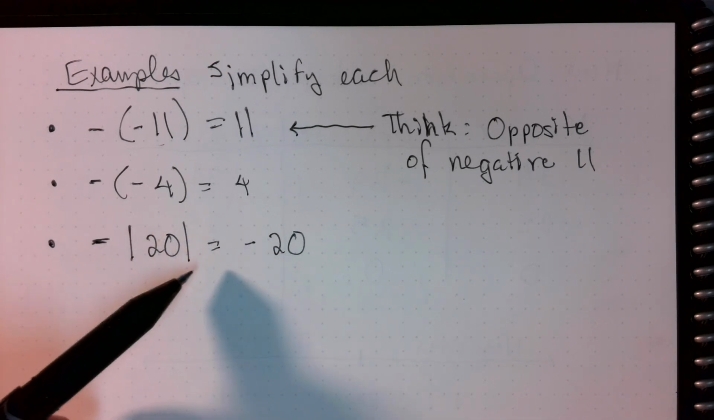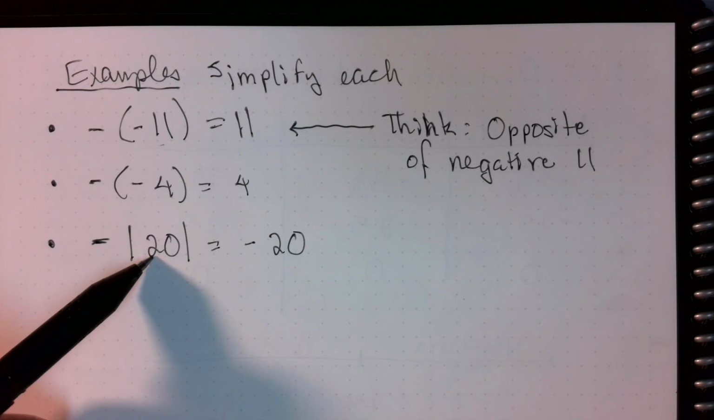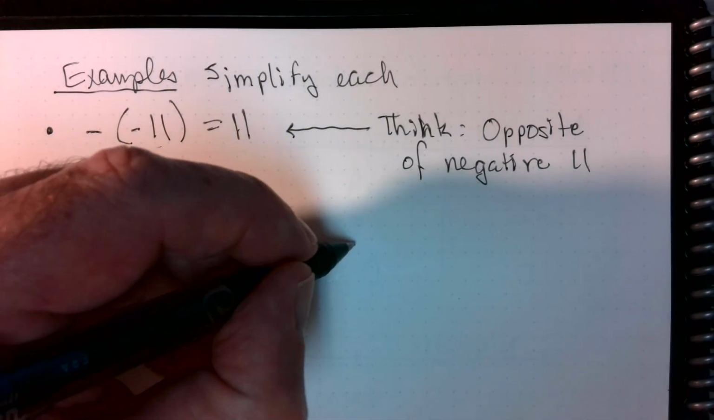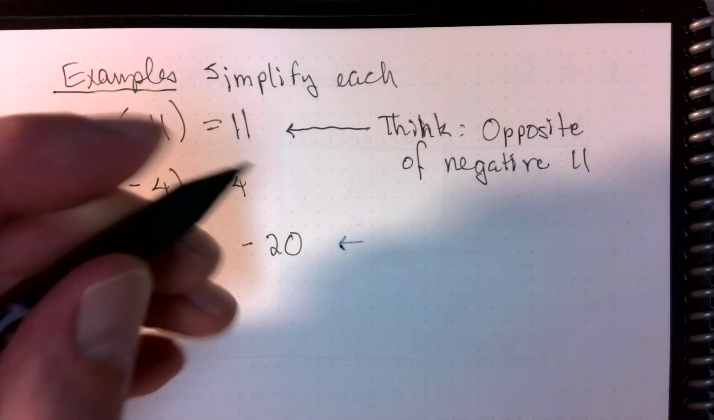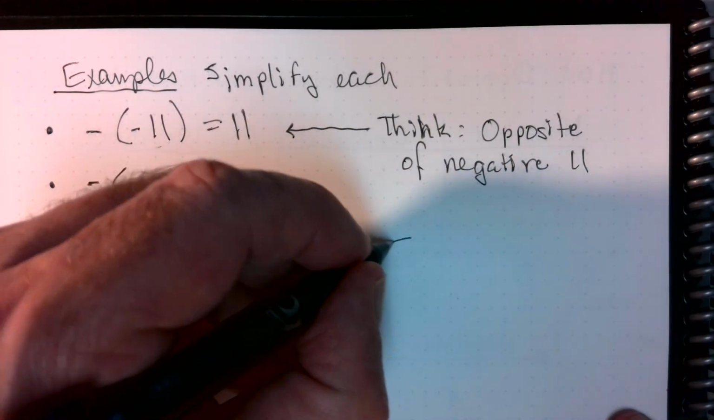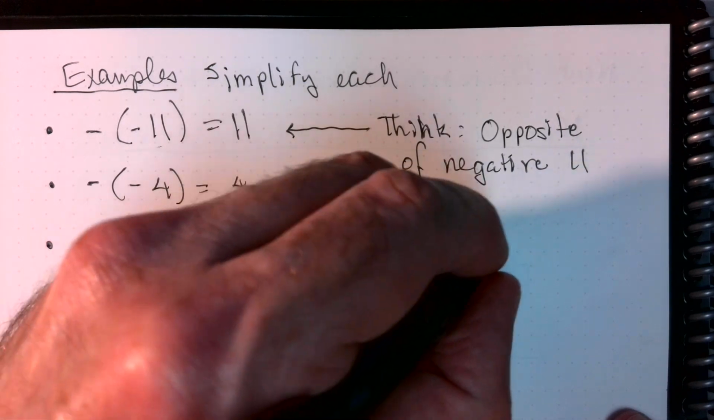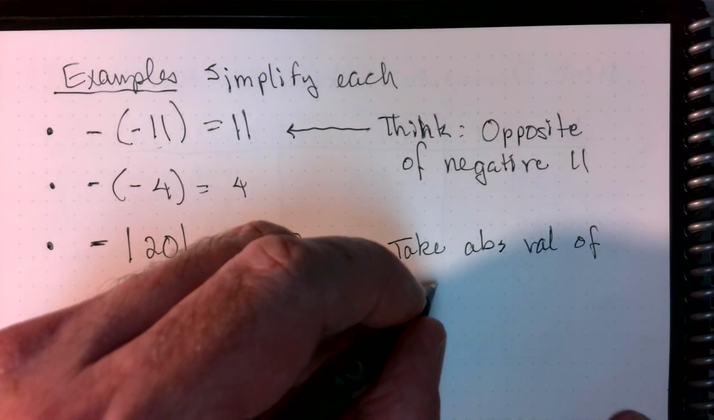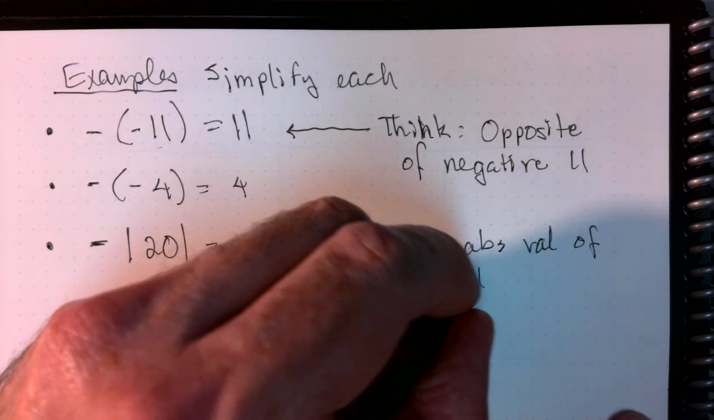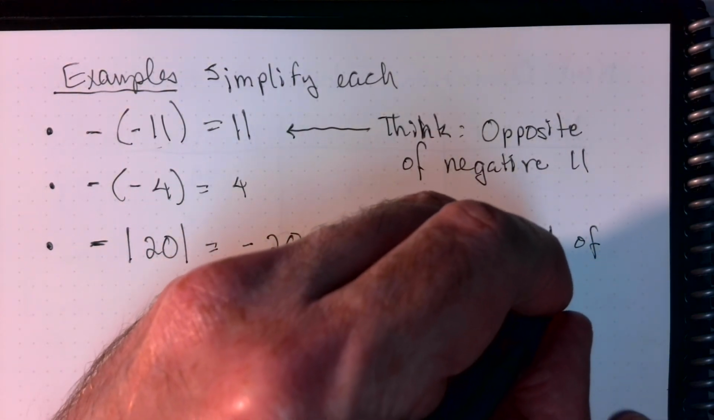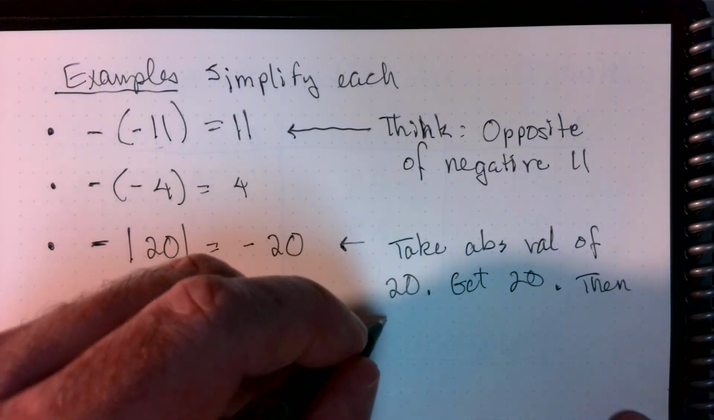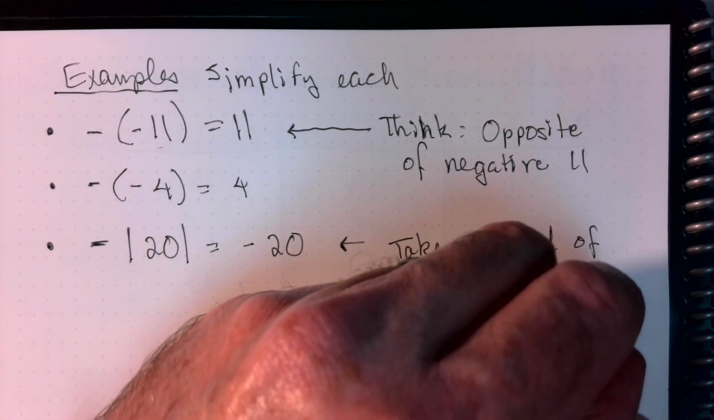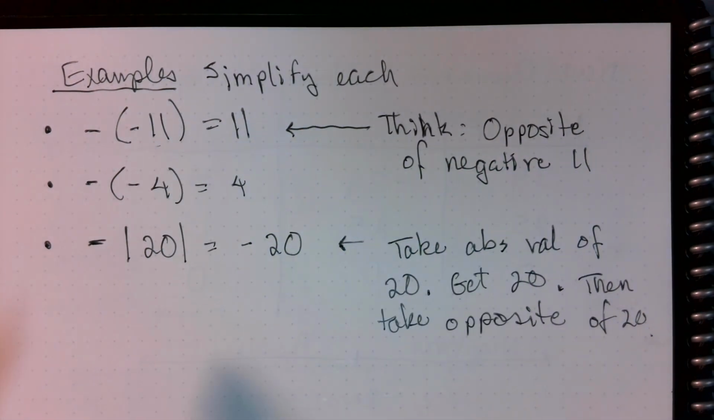So we're dealing here first. Take the absolute value of 20. When I do that, I get 20. And then over here, we're doing the opposite. So I'm actually going to write down our thinking on that here. So we take the absolute value of 20. We get 20. Then we take the opposite of 20, which is -20.